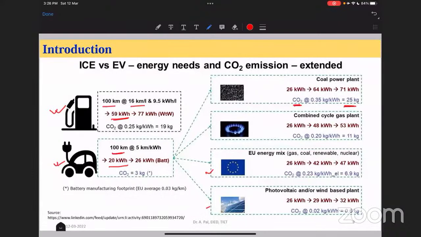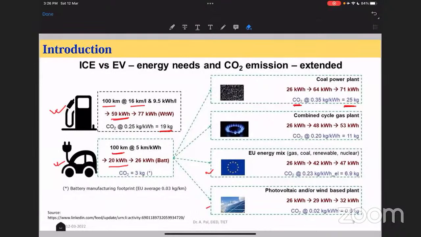So it is higher if you compare with the internal combustion engine, which basically uses diesel, petrol, or gasolines like CNG gases. So if we think that our power is coming only from coal sources, then if we convert that power to use in electric vehicles, it is not a good option.